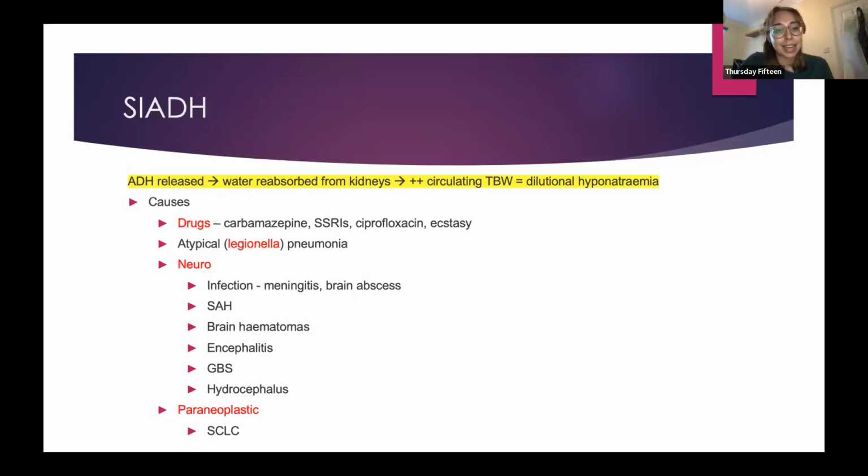Some causes of SIADH are certain drugs, so carbamazepine, SSRIs, Cipro, and ecstasy, and patients with atypical Legionella pneumonias can also get an SIADH and so get a low sodium. Neuro causes, so things like infection, subarachnoid hemorrhages, hematomas, weird and wonderful things can cause SIADH, and so can cancer, so small cell lung cancers can cause SIADH.